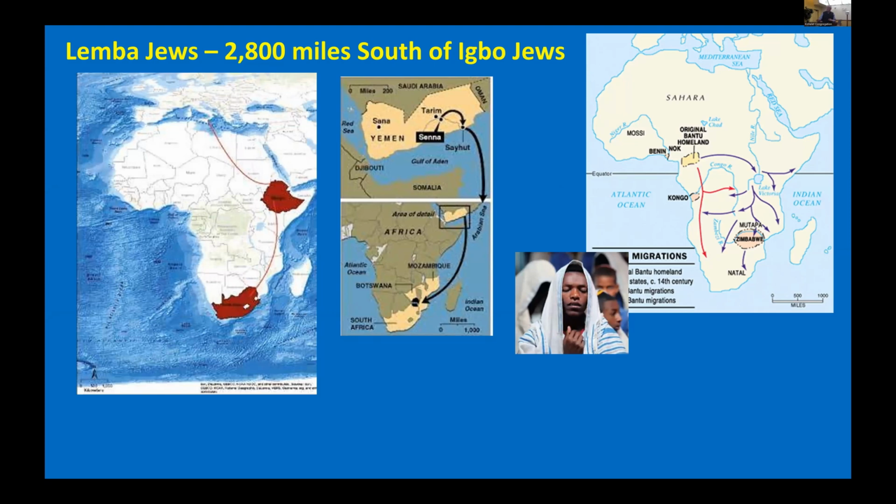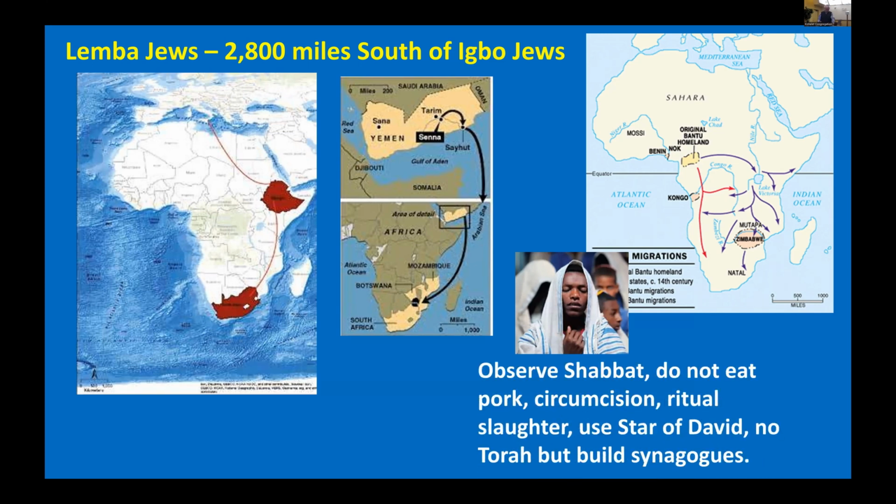Another interesting tribe is the Lemba Jews, who claim that they came via either Ethiopia or through Igbos and then farther south. They live on the border between Rhodesia and South Africa, Zimbabwe and South Africa. Those Lemba Jews observe Shabbat, do not eat pork, practice circumcision and ritual slaughter, and use the Star of David on their tombstones, but they have no Torah. All of that is orally transmitted to one another.